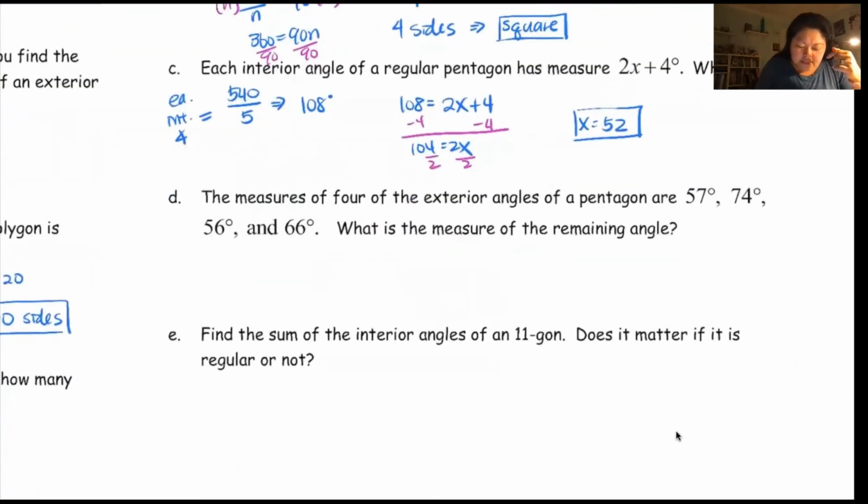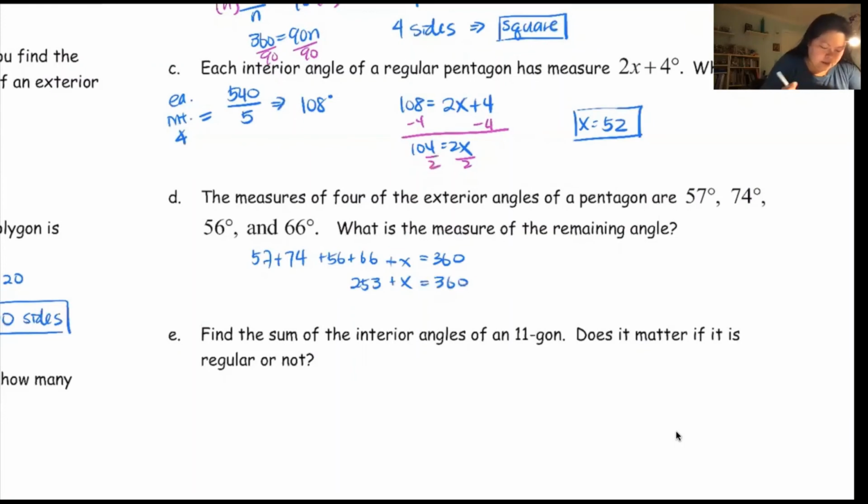The measures of 4 of the exterior angles of a pentagon are 57, 74, 56, and 66. What is the measure of the remaining angle? Remember, exterior angles must add up to 360. So 57 plus 74 plus 56 plus 66 plus this unknown angle equals 360. The four known angles add up to 253, so I subtract that from 360 and get the missing angle to be 107. So the remaining angle is 107 degrees.